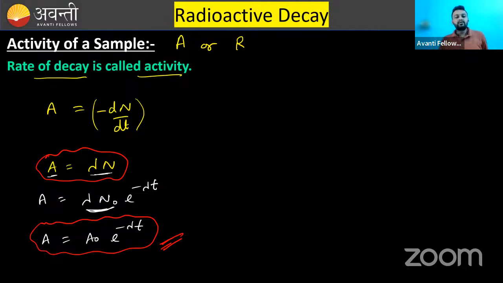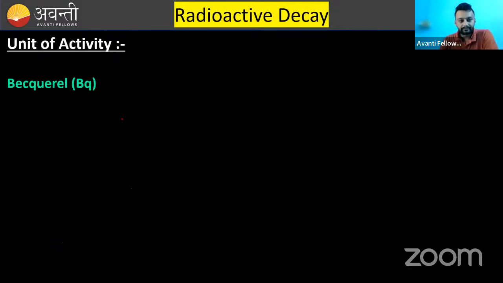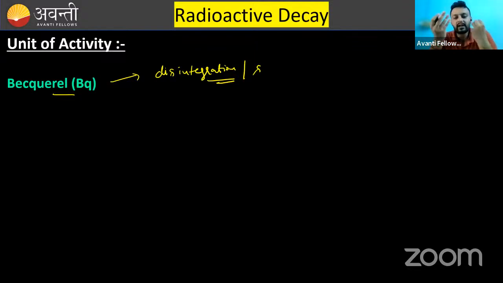Now the thing is, what is the unit of activity? Activity is what? Rate of disintegration. So what is the unit of activity? It is becquerel. Generally 1 becquerel is equals to 1 disintegration per second. Someone may call the unit of activity as disintegration per second. 1 disintegration per second is called 1 becquerel. So becquerel is nothing but disintegration per second.